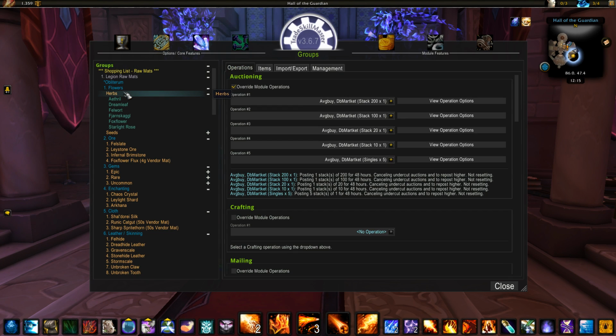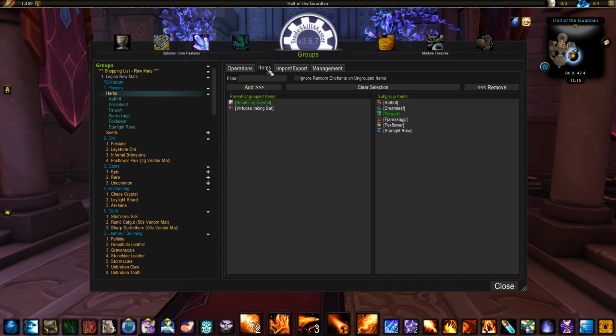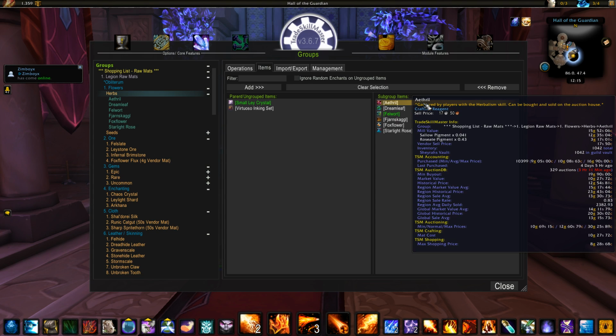So let's go look at herbs for an example. And something I didn't actually mention earlier is you can apply multiple different operations to a single group. So if you want to post multiple different stack sizes and things like that, you can do it. You can just put one operation or up to 5, up to you. Comes in handy sometimes, especially if you want to build walls, but we're not going to talk about walls today. So we're hovering our mouse over one of our herbs here in the group, and we're just going to look at what TSM is coming up with for our price range. So our minimum, normal, maximum price, you can see there at the bottom, 10 gold up to 30 gold. That's kind of the range.